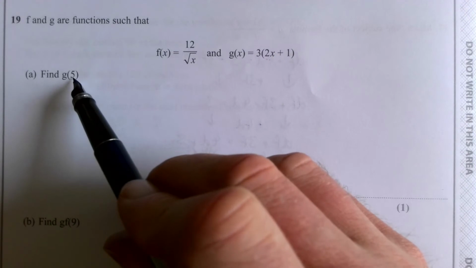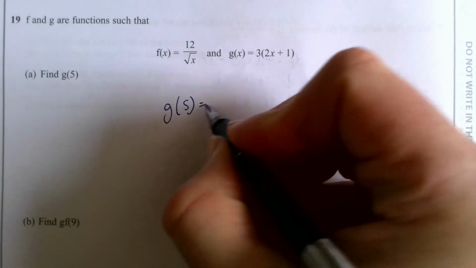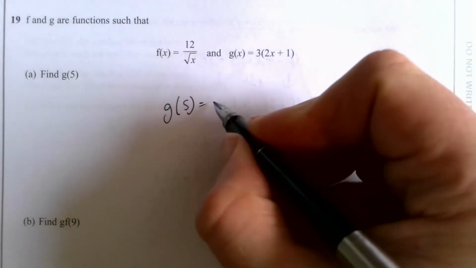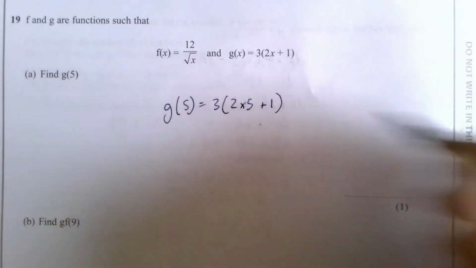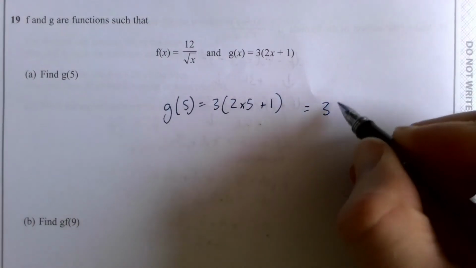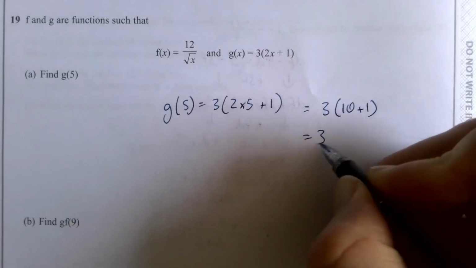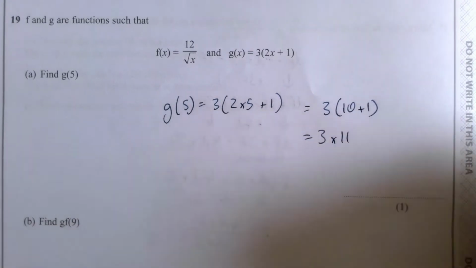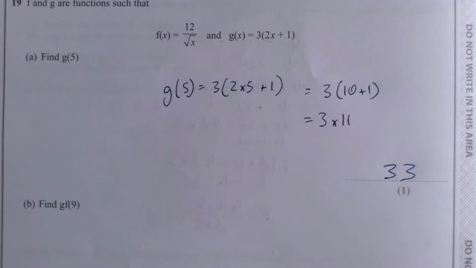So x is 5. So all we've got to do to find g when it's 5 is put 5 in instead of x. 2x means 2 times 5. 2 times 5 is 10. So we're going to have 10 plus 1. 3 times 10 plus 1 is 11, so that gets us 33. The second part, gf, is 9.